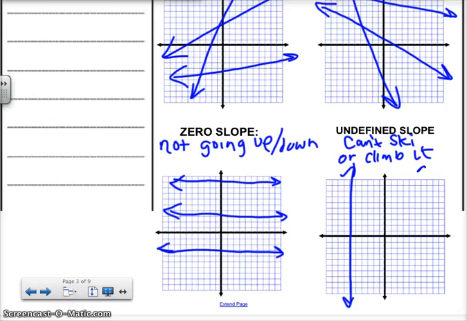All right? You can't climb a wall like this with your own personal abilities unless you had some kind of suction cups. Okay, but by yourself, you're not going to be able to climb a wall that's straight up and down. Okay? So we have positive, we have negative, we have zero, and we have undefined.